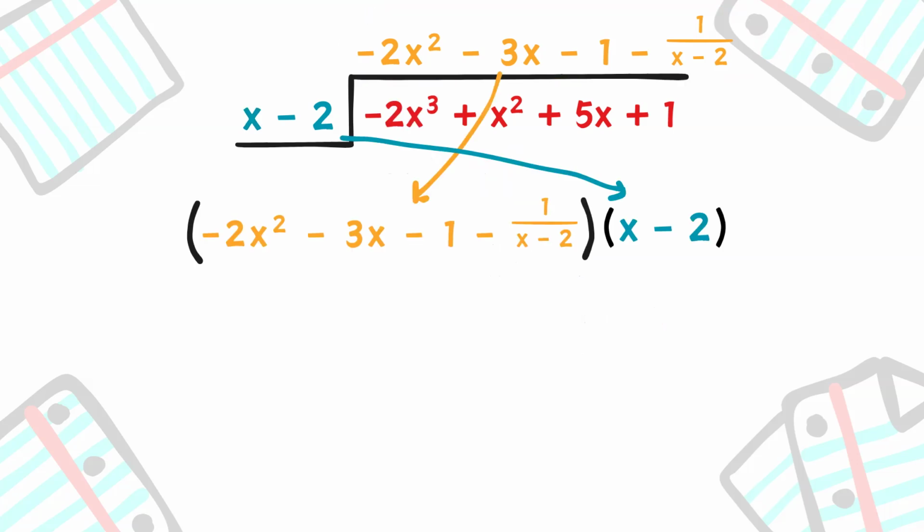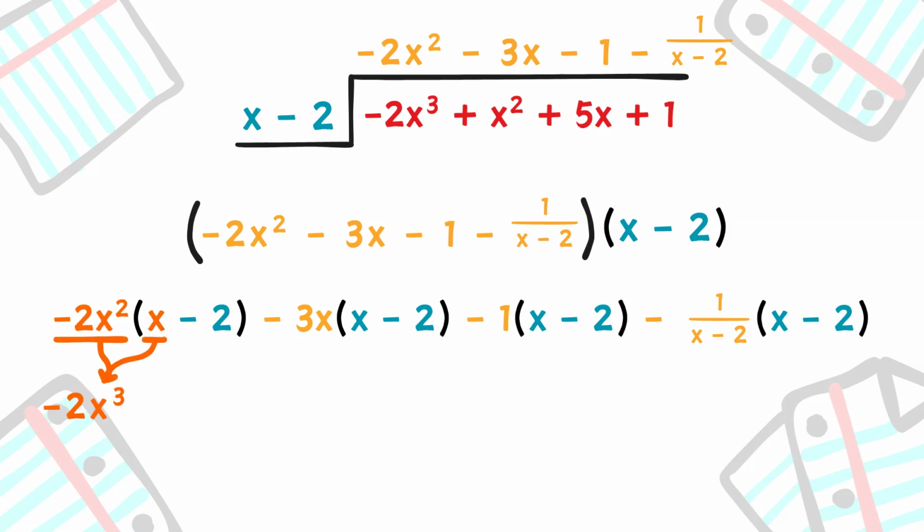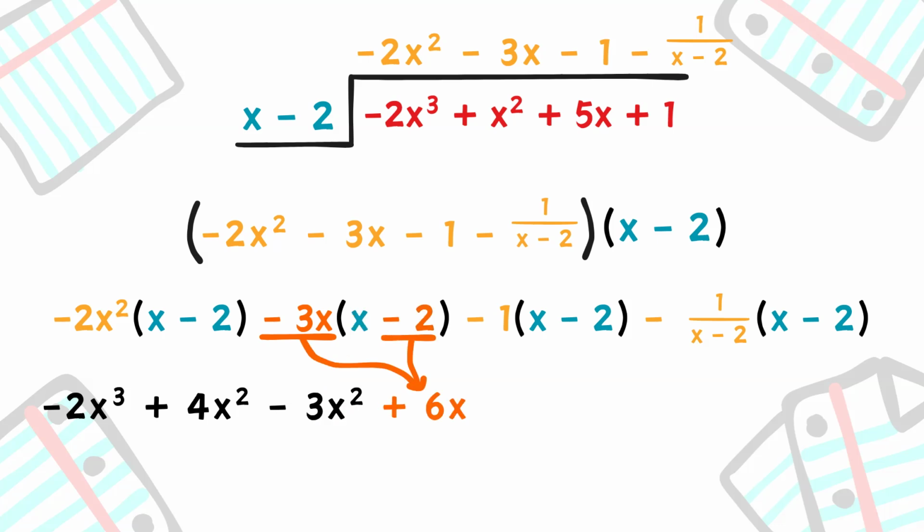And let's check our answer by multiplying this by the divisor, x minus 2. We begin by distributing x minus 2. And now let's distribute for each term. Negative 2x squared times x is negative 2x cubed. Negative 2x squared times negative 2 is 4x squared. Negative 3x times x is negative 3x squared. Negative 3x times negative 2 is 6x.